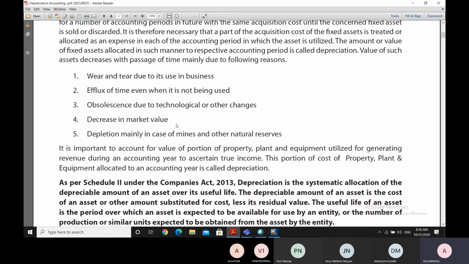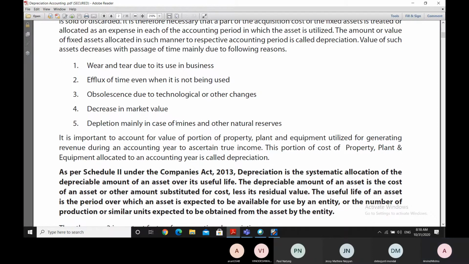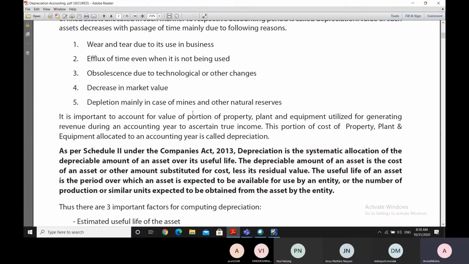Another reason is that the market value of that particular item may decrease. And the value may also decrease where we have certain mines or natural reserves, which may get depleted as and when we use them, and therefore their value will decrease. If it is a mine, it has a certain amount of mineral, and as I'm using the mineral, the mine is getting depleted of the mineral, and therefore it is losing its value gradually.